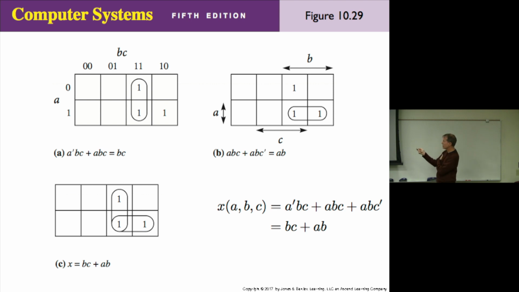Now, just looking at the values of A, B, and C, the first row, that's what? 0. That's A prime. This one is A prime BC. Are you with me? So that's A prime BC. And then the one just below that is what? ABC. So that's this one, the second one. And then the one to the right of that in the bottom row is ABC prime. Are you with me?